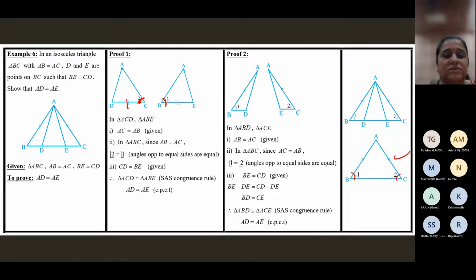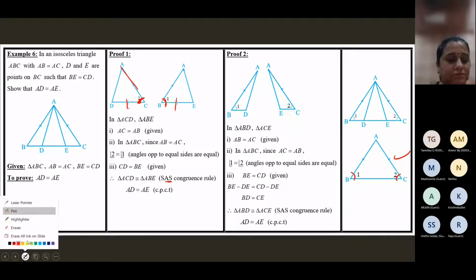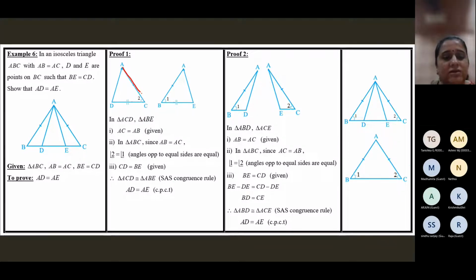And CD is equal to BE, that's also given to us. So by SAS rule, the two triangles are congruent. Now you know how to name the triangles. If you say ACD, now AC goes with what here? AB. So you should say ABE. ACD, ABE, SAS congruence rule. So by CPCT, you have AD is equal to AE. You have to prove that AD is equal to AE, by CPCT.